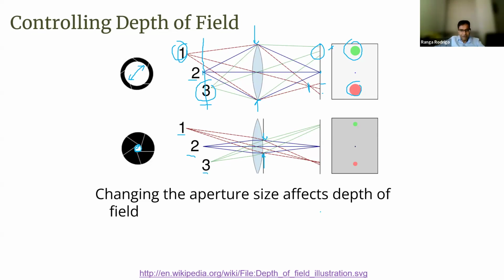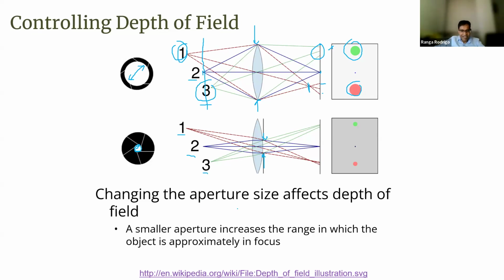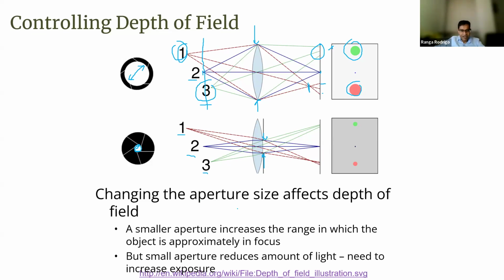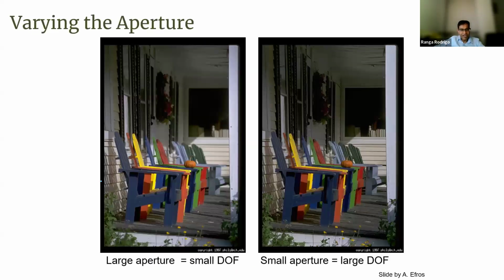Aperture size affects the depth of field. A small aperture increases the range in which the object is approximately in focus, but a small aperture reduces the amount of light. Therefore, we need to increase the so-called exposure, the sensitivity of the CMOS sensor. You can see here also the depth of focus effect.